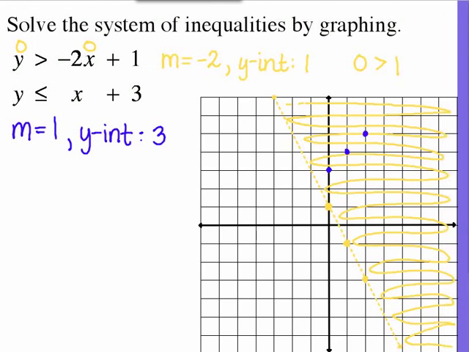The curvy line I drew. I'm going to draw a crooked line. Mine's pretty straight. So now I need to figure out what side of that line I shade.